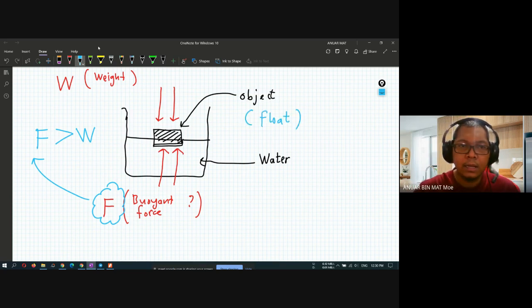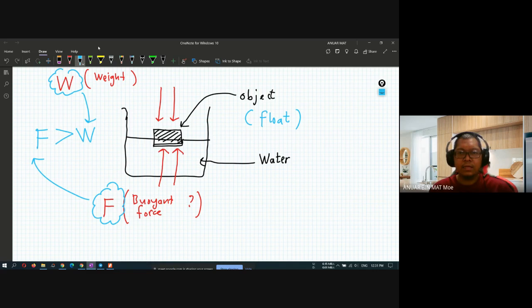So this is W, the weight. You can refer back to your textbook, page 179.